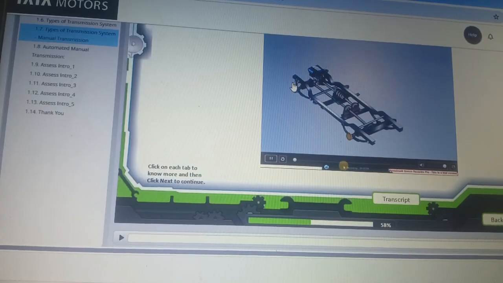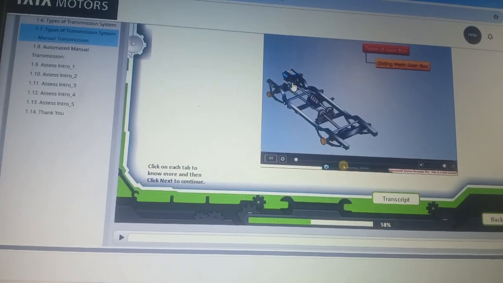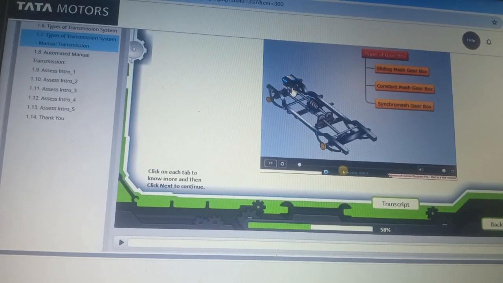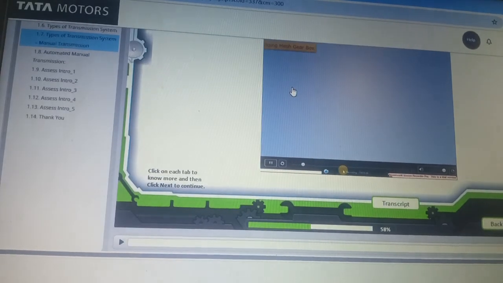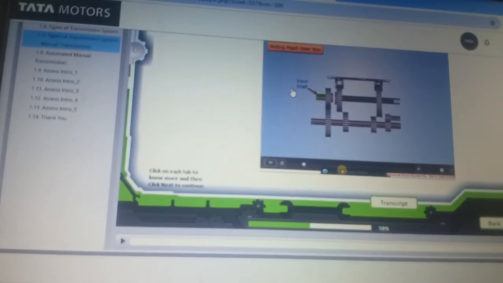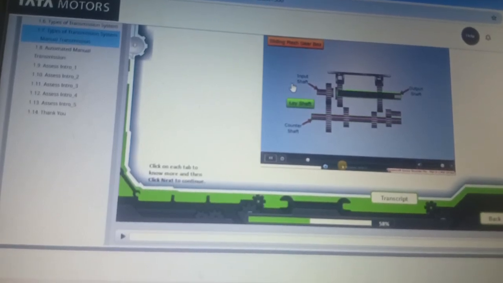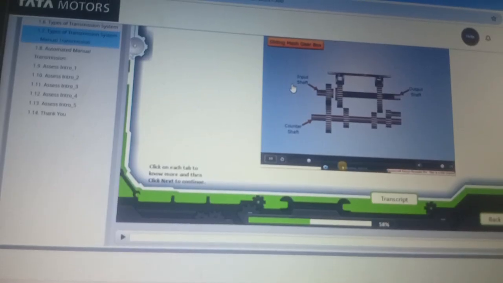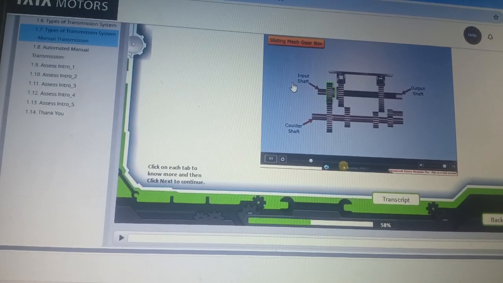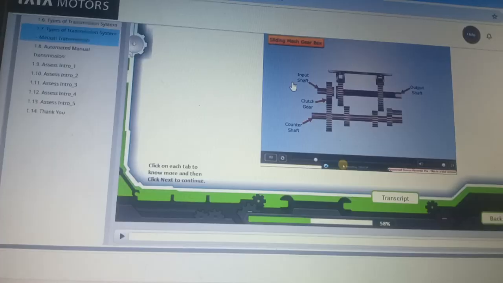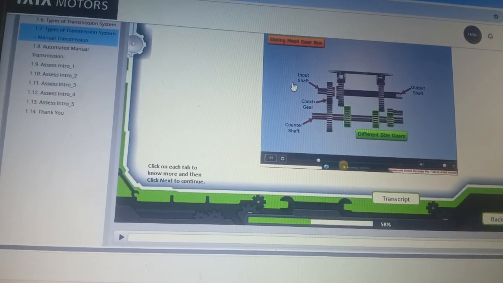We know that the gearboxes are mainly of three types: sliding mesh gearbox, constant mesh gearbox, and synchro mesh gearbox. Now let's discuss the sliding mesh gearbox in detail. Sliding mesh gearbox consists of an input shaft, a counter shaft also known as lay shaft, and an output shaft. The input or clutch shaft has a spur gear attached to its end, known as clutch gear. This clutch gear is meshed with a gear on the lay shaft. Other than this gear, the lay shaft has three more spur gears of different sizes.